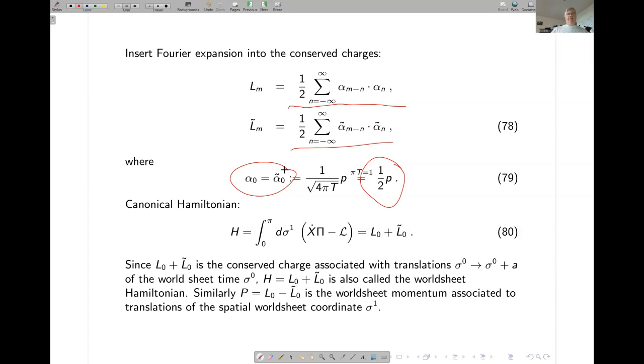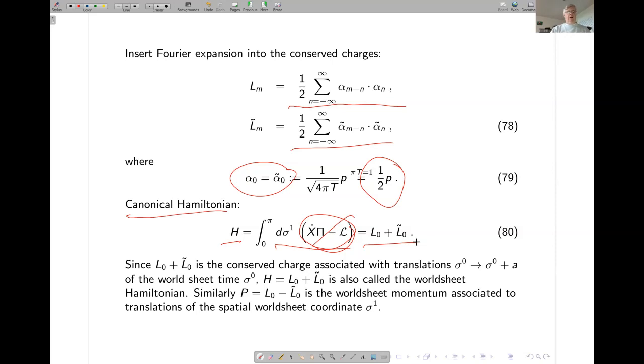Okay, good. Now let's get something out of the things that we have derived. First observation is the following. Let's compute the canonical Hamiltonian, which is the integral over the string of the Hamiltonian density. And the Hamiltonian density is the Legendre transform of the Lagrangian density, which I've written here. And if you do this, you find that the canonical Hamiltonian is precisely L0 plus L0 tilde.